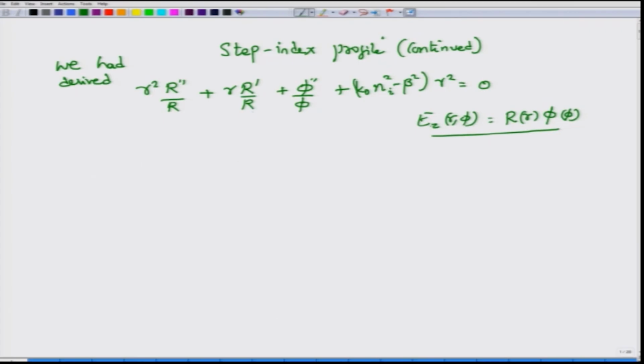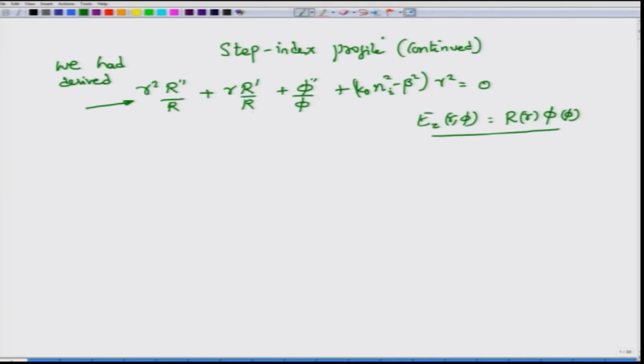So, we wrote Ez of r, phi as R of r times Phi of phi, where R of r is exclusively a function of the small r itself, which is the radius, and phi is the azimuthal angle. The capital Phi of phi is just a function only of phi, and we substituted this into the wave equation for Ez, and after simplifying that, we derived this particular equation, at which point we had stopped because we did not have sufficient time to discuss the solutions.